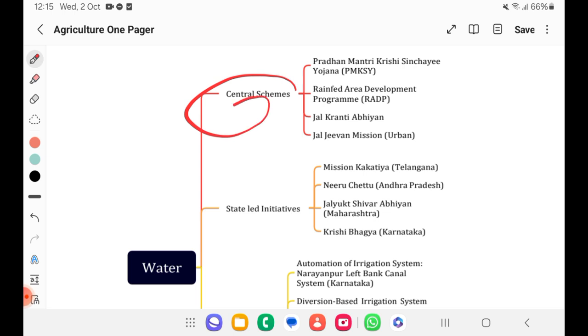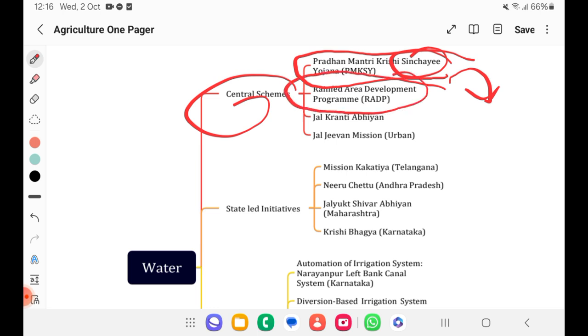One is Pradhan Mantri Krishi Sinchai Yojana. Sinchai is related to water. Krishi Sinchai Yojana. Okay. Rain-fed area development program. We already saw in land DADP and all, drought area development program, like that. Here we have for water, rain-fed area development program.